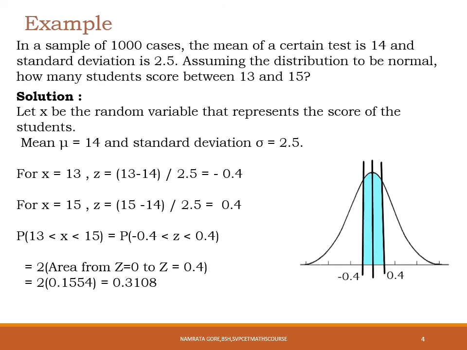As the values on right and left are same and the areas are to be added, we can make it 2 times, and from this normal distribution table you can find area from z equal to 0 to z equal to 0.4 as 0.1554, and our desired result is for sample of 1000 cases. So 0.3108 multiplied by 1000 gives you approximately 311 students scoring between 13 and 15. That's all for the examples of normal distribution.